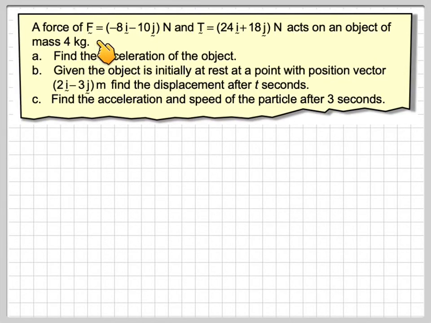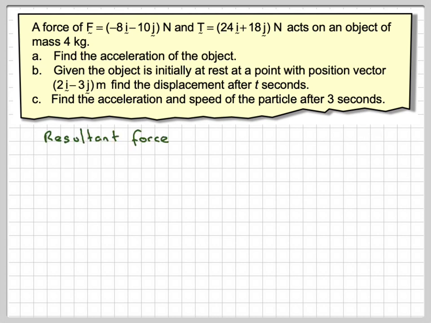A force F of −8i − 10j newtons and tension T of 24i + 18j newtons act on an object of mass 4 kilograms. Find the acceleration of the object. Given that the object is initially at rest at the point with position vector 2i − 3j meters, find the displacement after t seconds, and then find the acceleration and speed of the particle after 3 seconds.